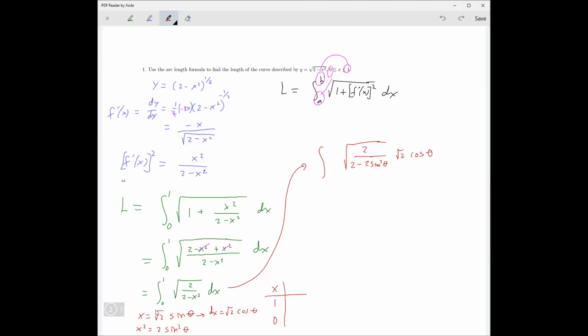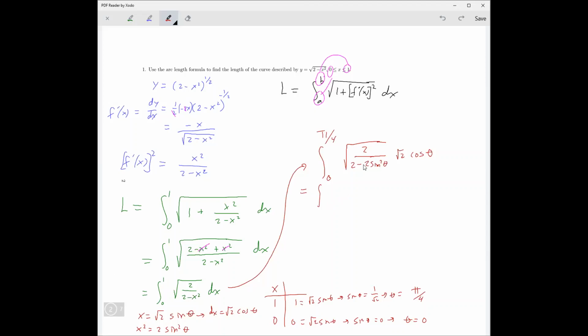Okay, so when x is 1, then let's see, we have 1 equals root 2 sine theta. So that means that sine theta is 1 over root 2, which means that theta is going to be pi over 4. Okay, so the 1 is the pi over 4. And then when x is 0, we have 0 equals root 2 sine theta. And so that means sine theta is 0, which means theta is 0. Okay, so there was 0 right there.